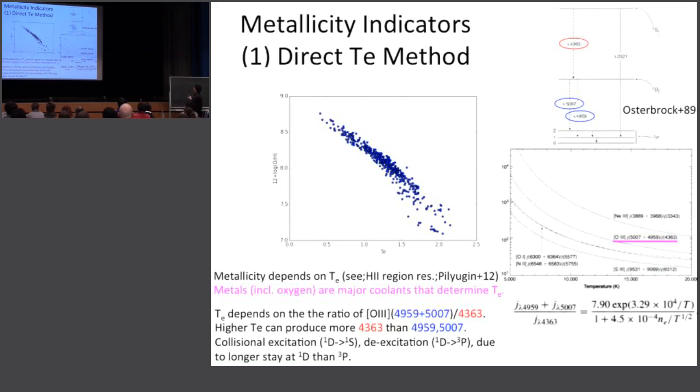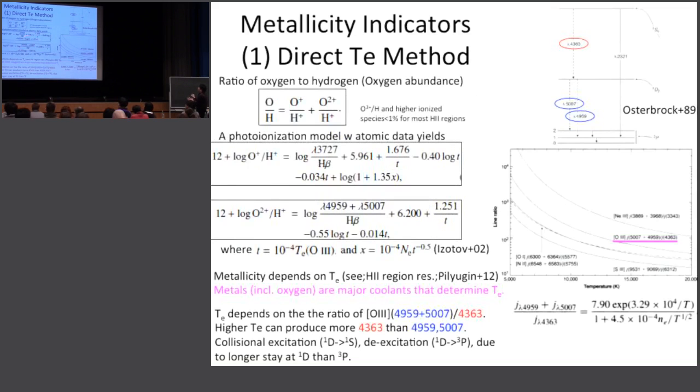So if you have a higher temperature, you have more 4363 lines. This shows the ratio of oxygen 3 5007 divided by 4363 as a function of the electron temperature, and there's a strong relation. If you have these lines and line ratios, then you can measure the electron temperature, and then you can estimate the oxygen abundance based on simple physics, using the temperature terms and the line ratios.